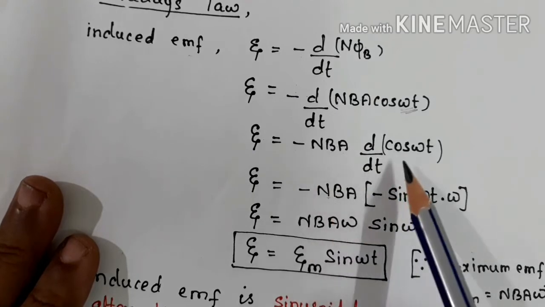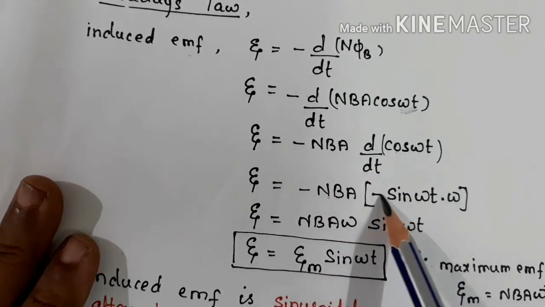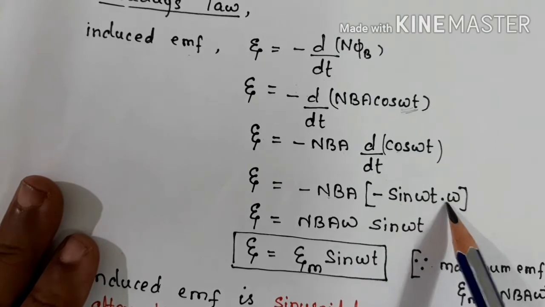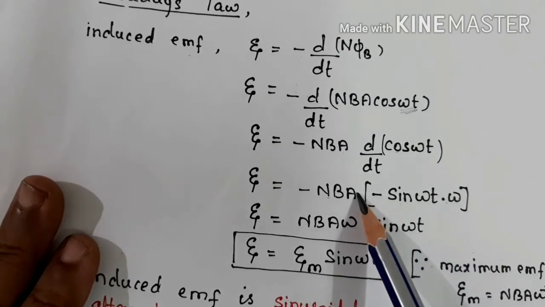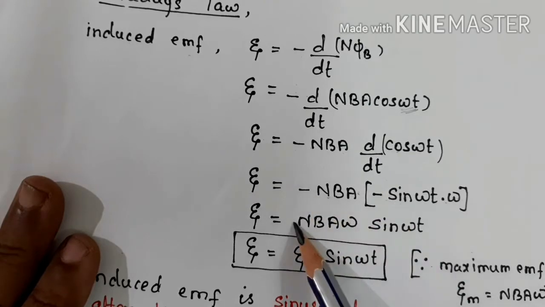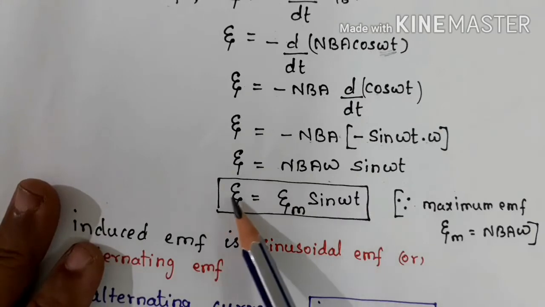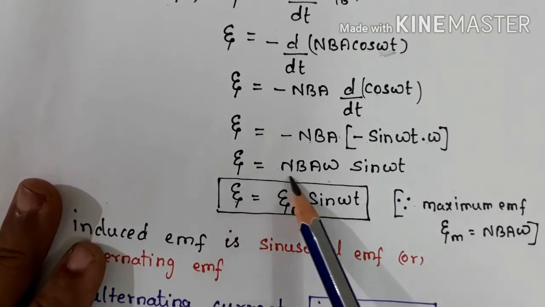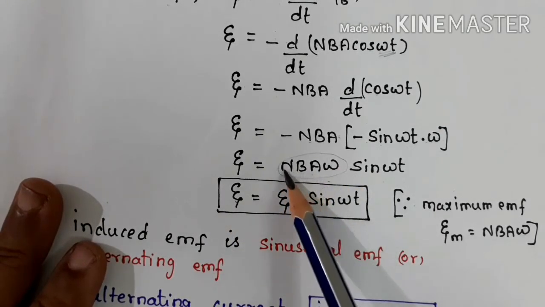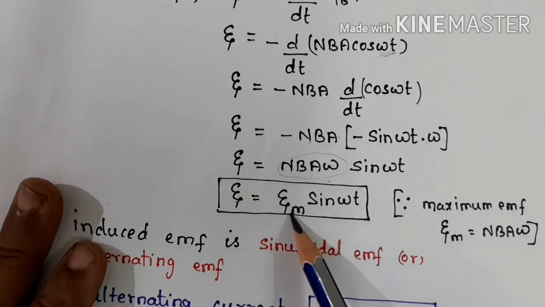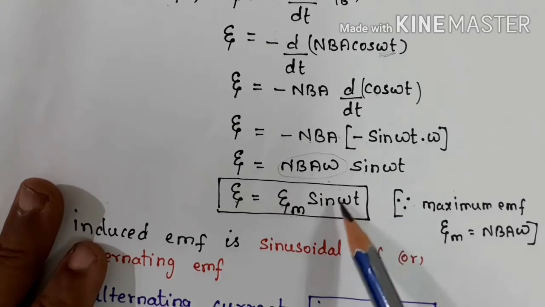Differentiating cos omega t, you will get minus sin omega t into omega. I have brought this omega to this side, so minus into minus is plus, NBA omega sin omega t. So this is the expression for induced EMF. I am going to replace this NBA omega as the maximum EMF, epsilon m, which represents maximum EMF, and sin omega t as such.